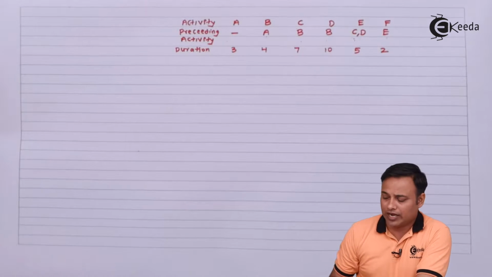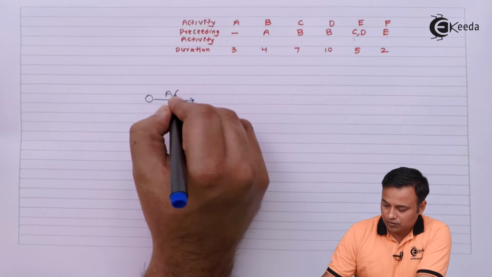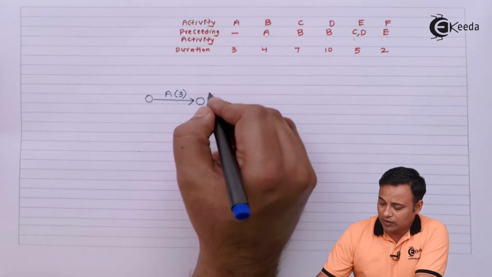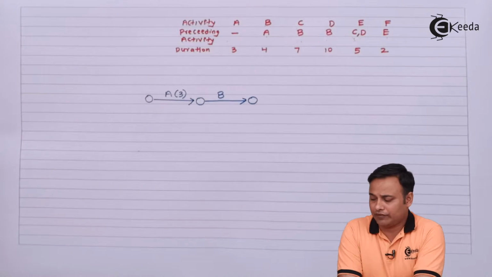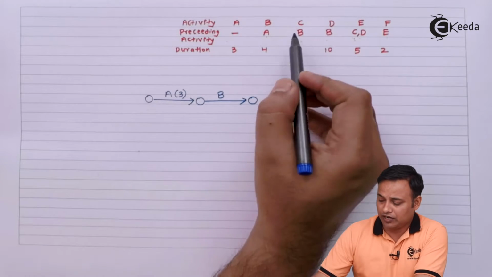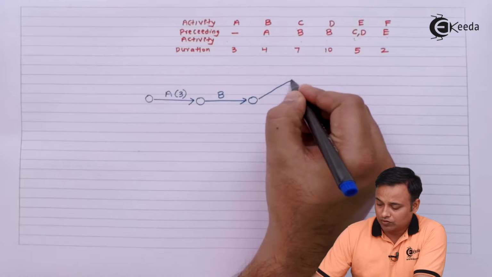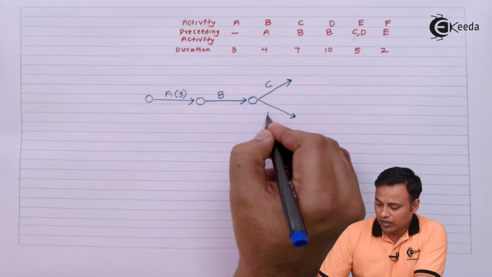So A is my initial activity. So here is my A with duration of 3. After A will come your B. Here is my activity B, and after B we will have C as well as D. So here is your C and D.